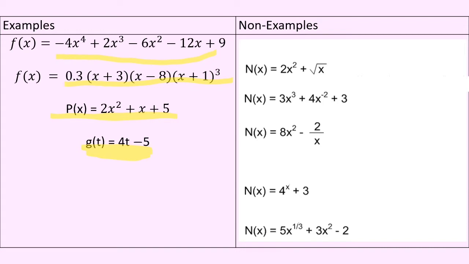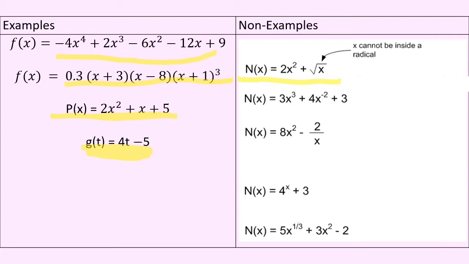Now here are some non-examples. In the first one, 2x squared plus square root of x, this one is not going to be a polynomial because of the square root. X cannot be inside of a radical. Now if it was root 2 times x squared plus x, that would be okay because the radical is just over a constant number. The x cannot be inside the radical.